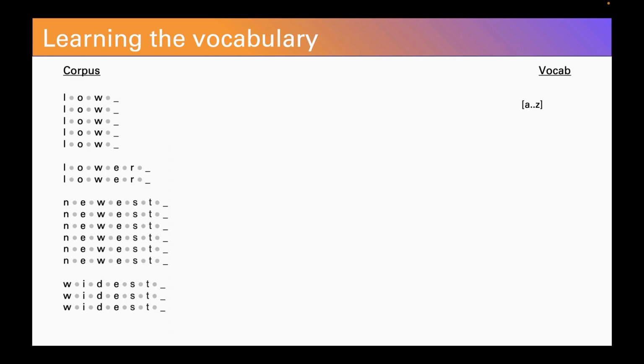Now, in order to make the process more clear, we're going to rewrite the corpus a little bit. I'll use the dot symbol to show the separation between the individual characters. I'll use this underscore character to illustrate the boundary of where a word ends and another one might begin.